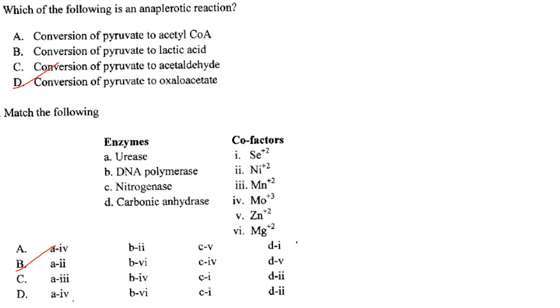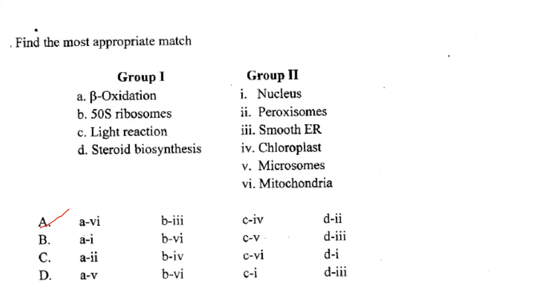Urease requires which ion? That is nickel, Ni2+, A2. Then DNA polymerase requires Mg2+ and nitrogenase requires molybdenum, Mo, and carbonic anhydrase requires Zn2+. So the answer is option B, that is A2, B6, C4 and D5.